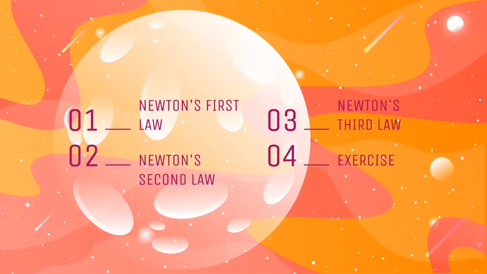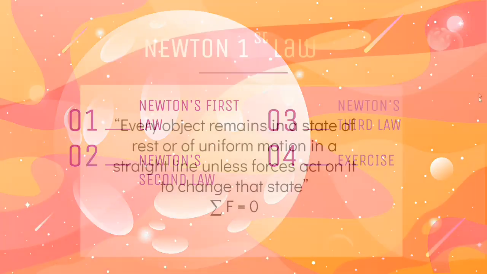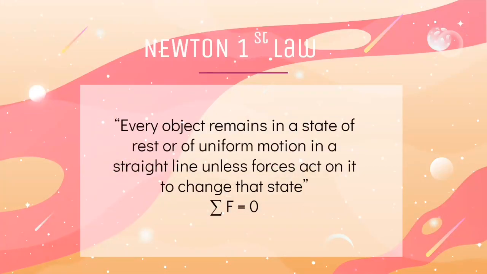In this section, we will discuss Newton's first law, Newton's second law, Newton's third law, and the exercises. Newton's first law states that every object remains in a state of rest or of uniform motion in a straight line unless forces act on it to change that state, so the total force is equal to zero.